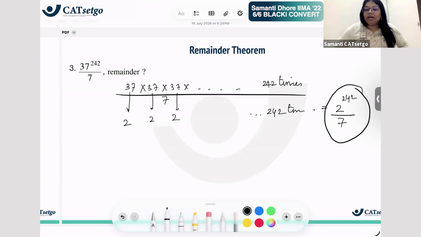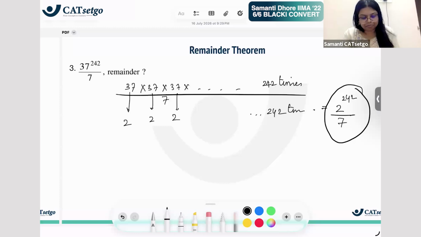Earlier we wrote the answer as 1, because 1 raised to all of this was 1 only. Right? But here I can't say 1. Here the answer is 2 raised to 242. From 37 raised to 242, now I am at 2 raised to 242. But how do I divide now? How do I find the remainder? So this is the way.